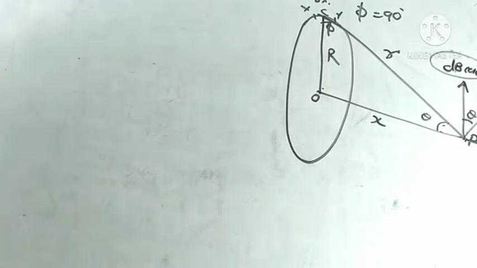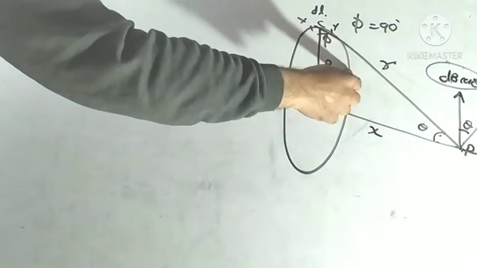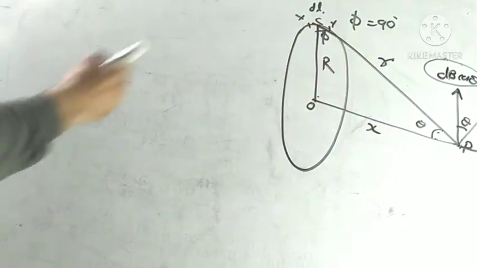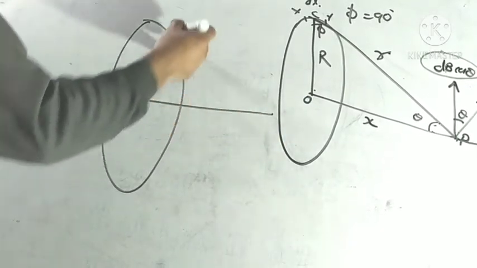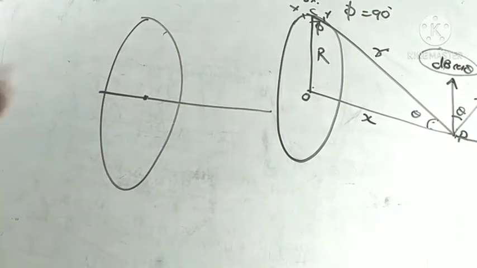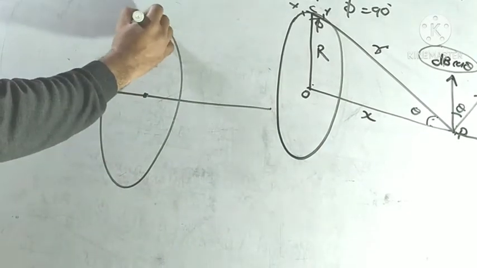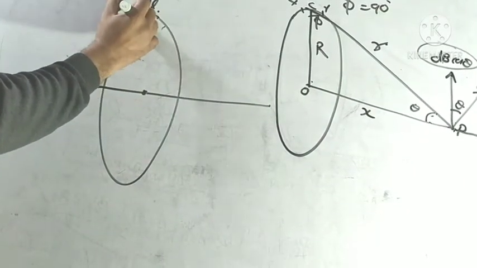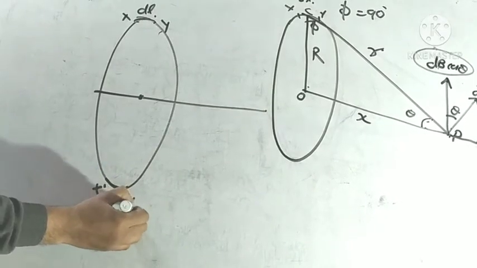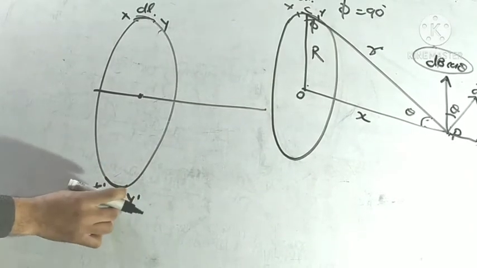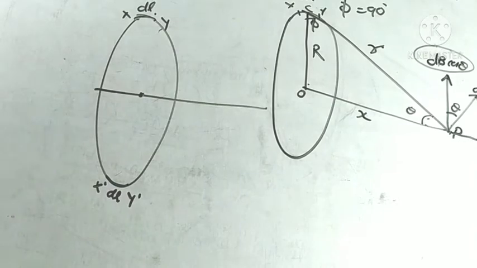As this circular coil is symmetrical about its axis, every element of length dl, here xy is a small element, has another element x'y' having the same length dl. So I repeat again what we do here.